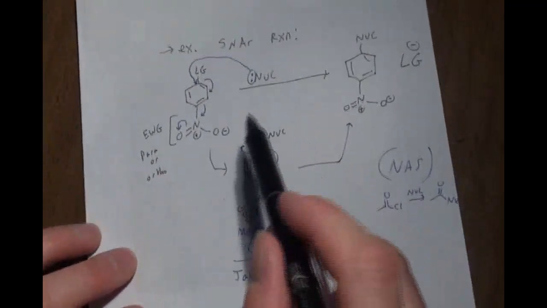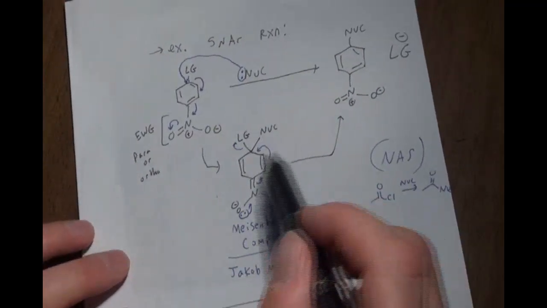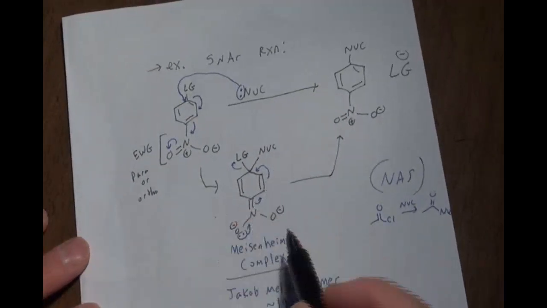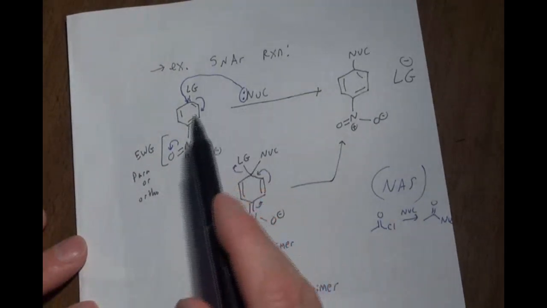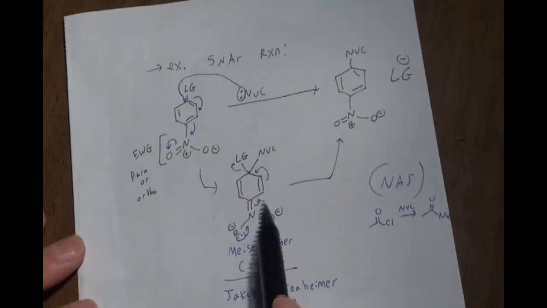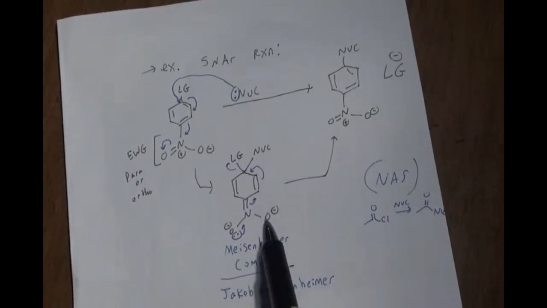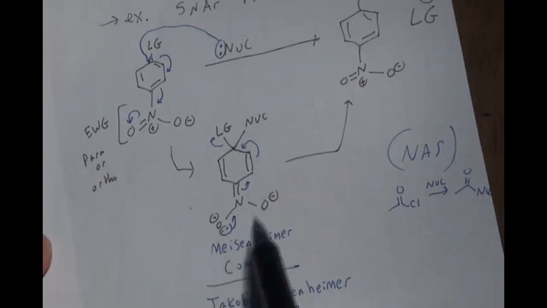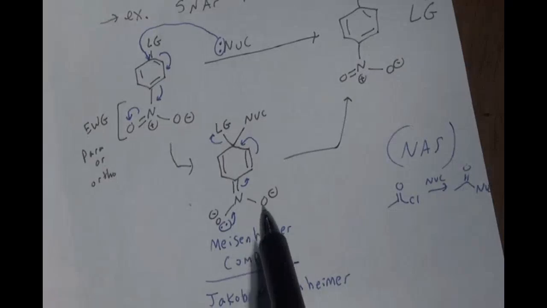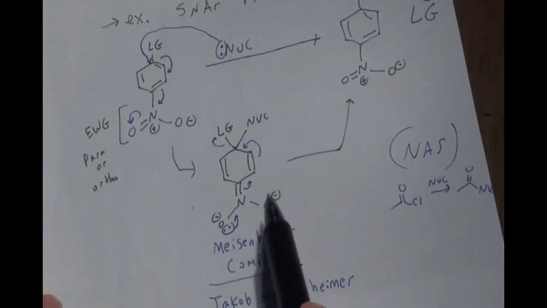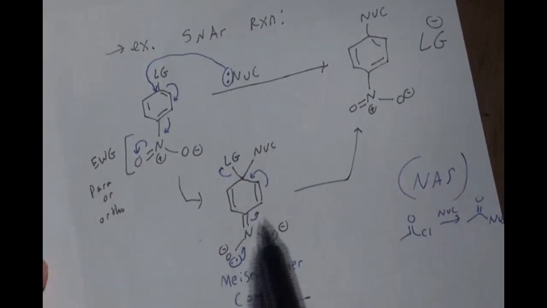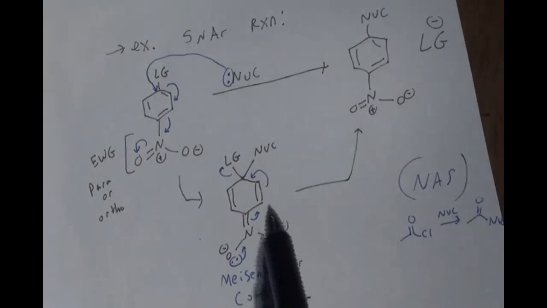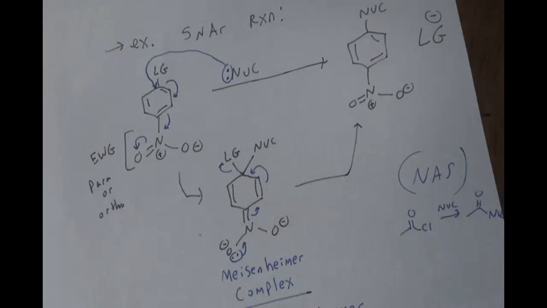Certainly with this para substituted one, it was really easy to draw. Sometimes you can't cleanly show how the nucleophile attacks and how the electrons go deep onto the distal electron withdrawing group the way we did. Like if it's meta, you can't really necessarily draw that. But there are cases where, with a meta substituted electron withdrawing group, we see the same exact effect.